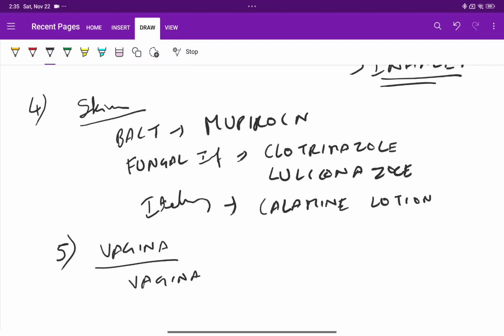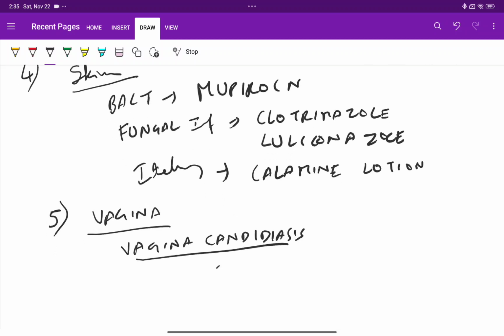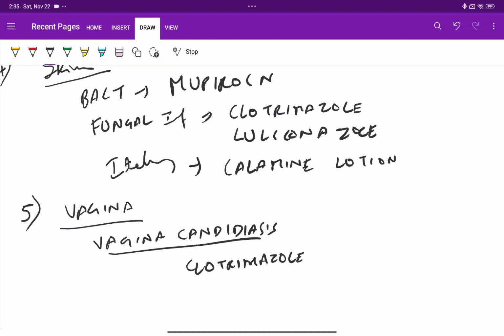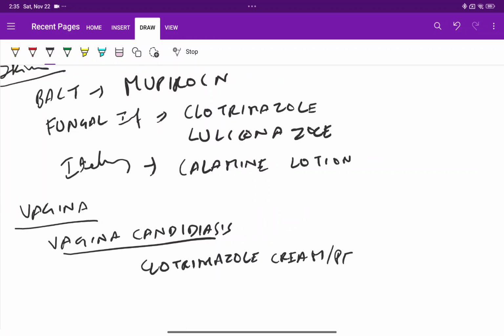Itching is seen in the candidiasis patient. We usually give them clotrimazole. Can give cream or pessary.